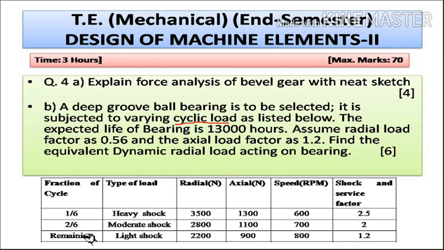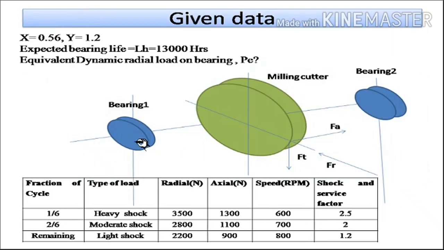The expected life of the bearing is 13,000 hours, and you are asked to assume the radial load factor, that means X factor, as 0.56 and axial load factor, that is Y factor, as 1.2, and find the equivalent dynamic radial load acting on the bearing. It means you have to find out the total radial force acting on the bearing. It is possible that many times some bearings will be subjected to a combination of axial and radial force, but that too is not constant, it is varying with respect to time.